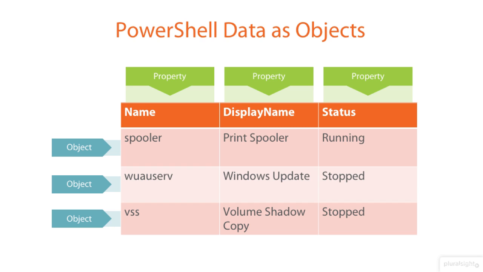So each one of these lines, as you can see, is a service that's running on a system. So we've got the print spooler service, the Windows Update service, and then the volume shadow copy. So each one of these objects can be worked with, and we can access this table with the pipeline and using PowerShell to get the information that we're looking for. So let's take a look at working with objects through the pipeline in PowerShell.